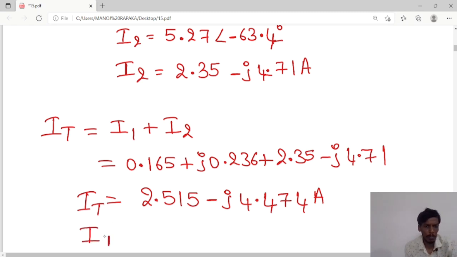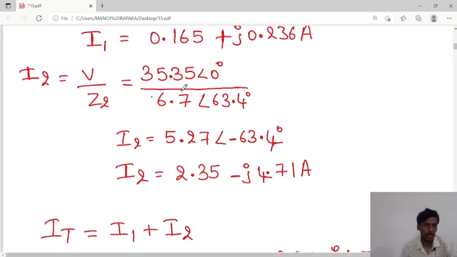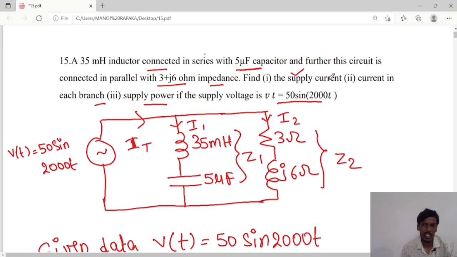If you convert into polar form, the IT value will be 5.132 at an angle of minus 60.65 degrees. This is the total current in the circuit. So we have calculated the current in each branch as well as the total current IT. We can term IT as the supply current.